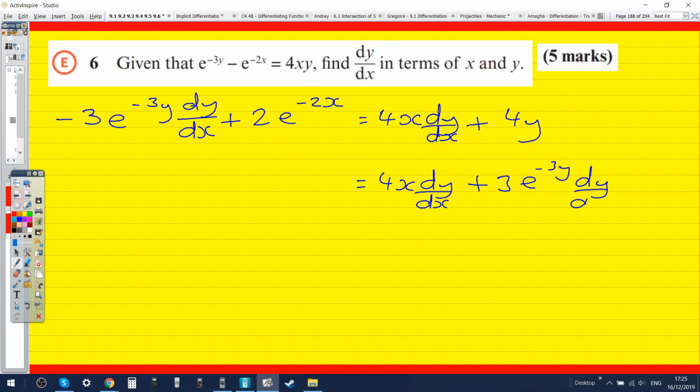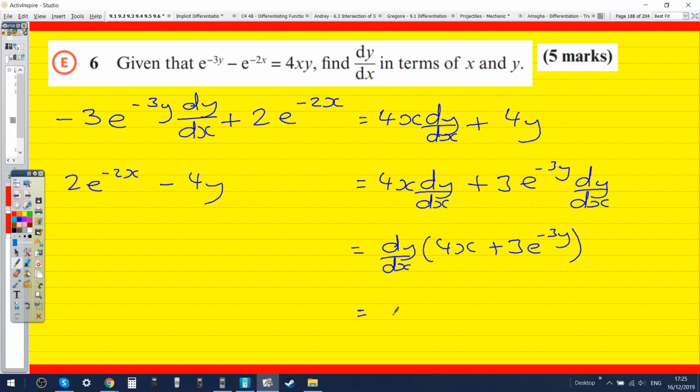I'm just going to swap them around. Minus 2x minus 4y. And then you can factorize out dy by dx. So then you would have 4x plus 3e to the power of minus 3y is equal to 2e to the power of minus 2x minus 4y. And then you just divide by 4x plus 3e to the power of minus 3y.